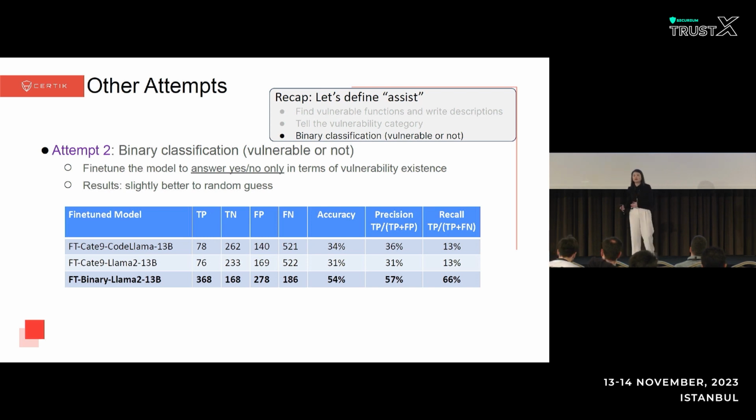We just want the LLM model to tell us whether the input function is vulnerable or not. And we can see the model comes out with a precision of around 57% and accuracy of 54%. Unfortunately, we don't think this is a really good result, because it's only slightly better than random guess.